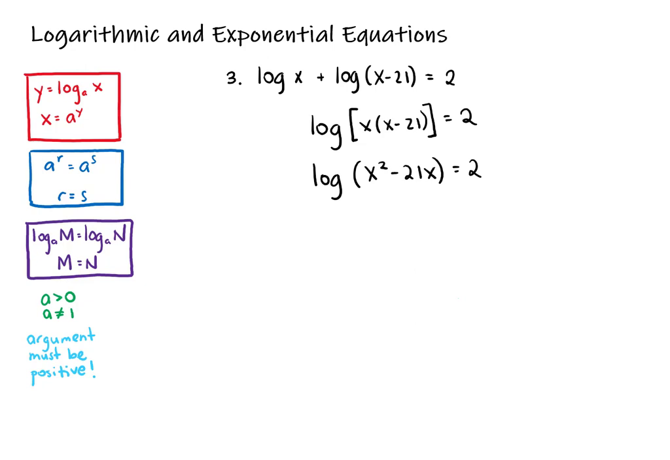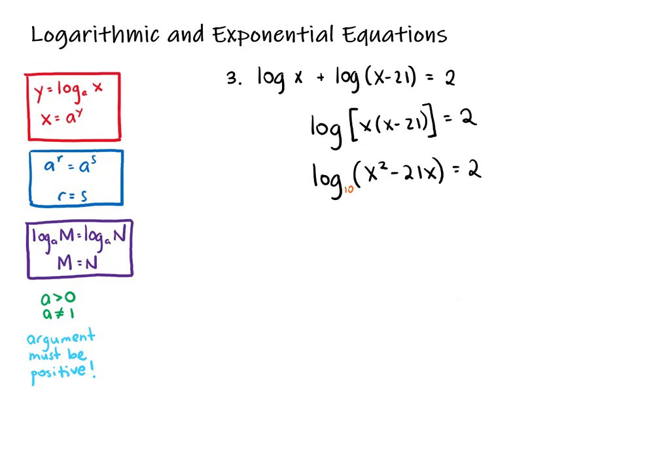When I look at this log, I notice that there's no base written, and when there's no base written, it means there's an invisible 10. And so we're going to use that when we rewrite this log. And you notice that I have a log equal to a constant. We're going to use the first rule, the one in red, and we're going to rewrite this as an exponential.